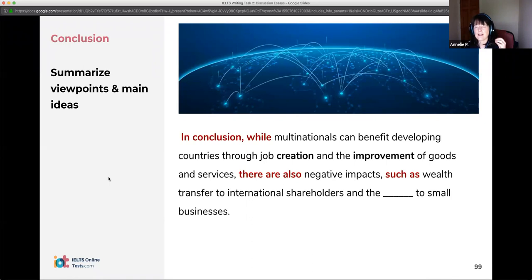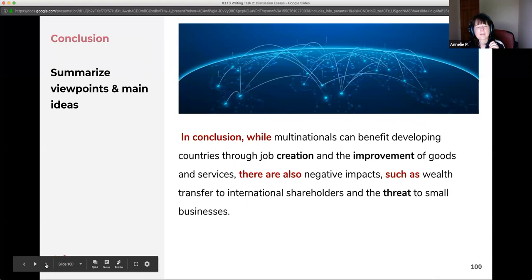It's not quite loss. Competition with, okay, very nice. Ekaterina, oh, hi, Ekaterina, I remember you from before. The threat to small businesses, very nice. And Venkata too. Okay, and then personal opinion. So we need a phrase to show that this is our opinion. Okay, in my view, in my opinion.